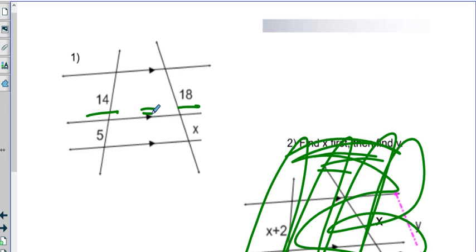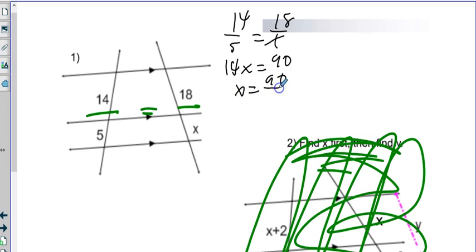Now watch how this works. 14 over 5 equals 18 over x. 14x equals 90. X equals 90 over 14. And you can just leave it as a fraction if you want to reduce it, but you don't have to change it to a decimal. If you change it to a decimal, you're going to get a long, nasty decimal you have to round. So I prefer you just stop here and leave it like that.